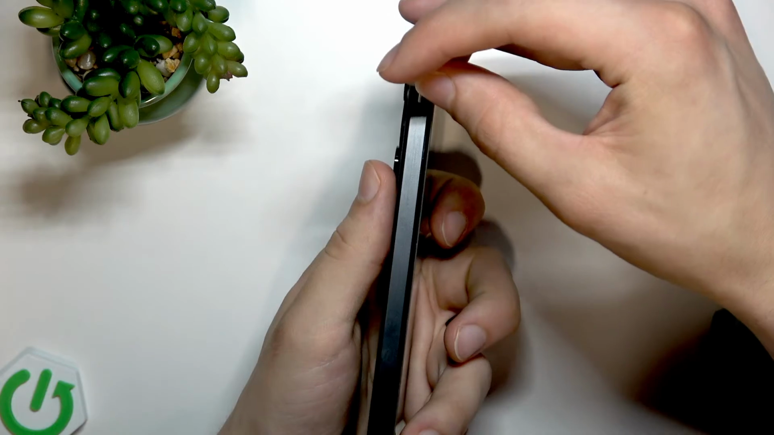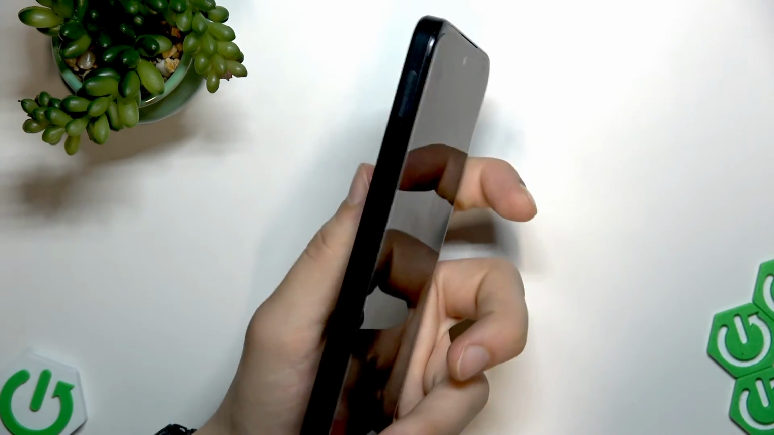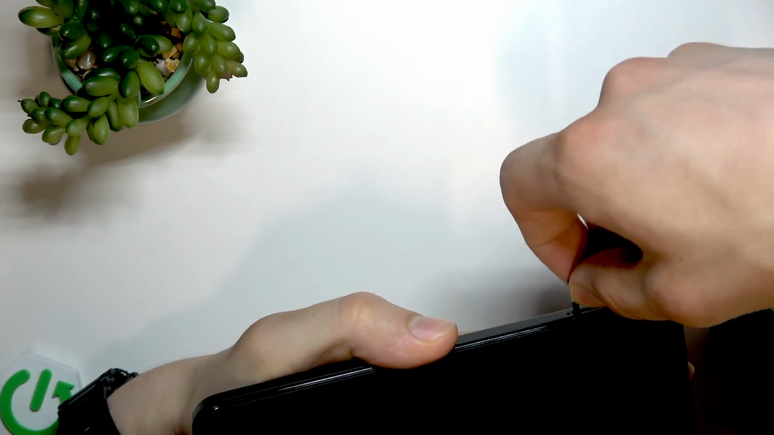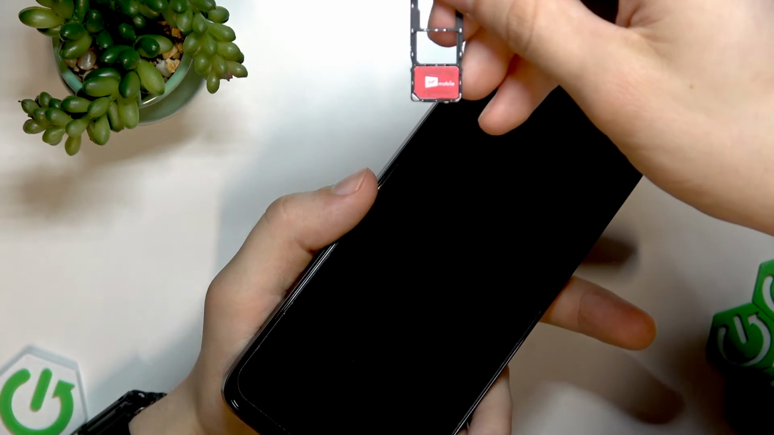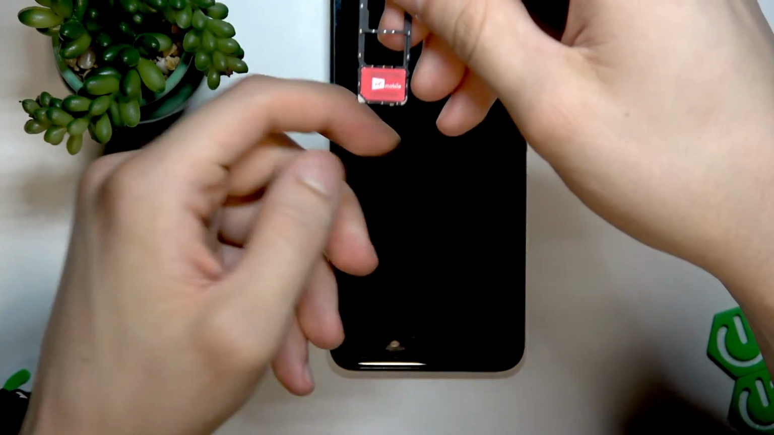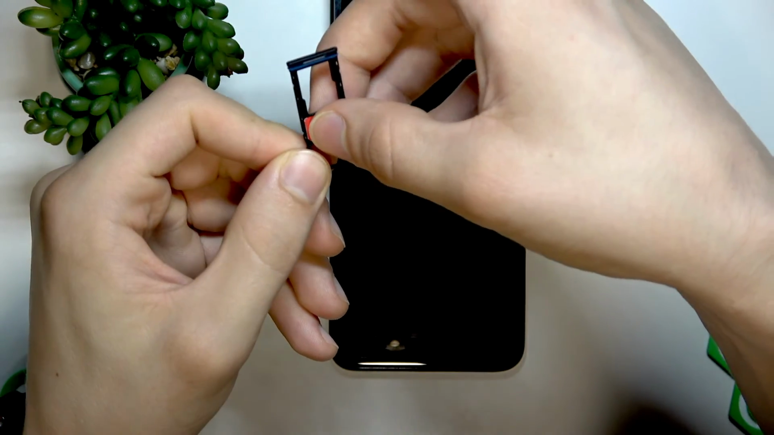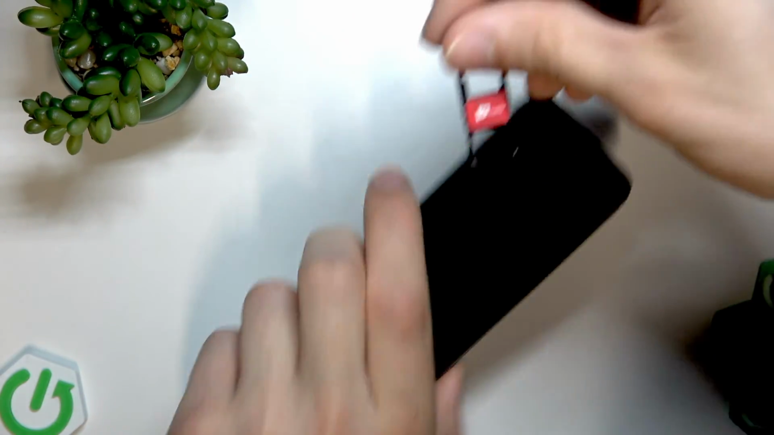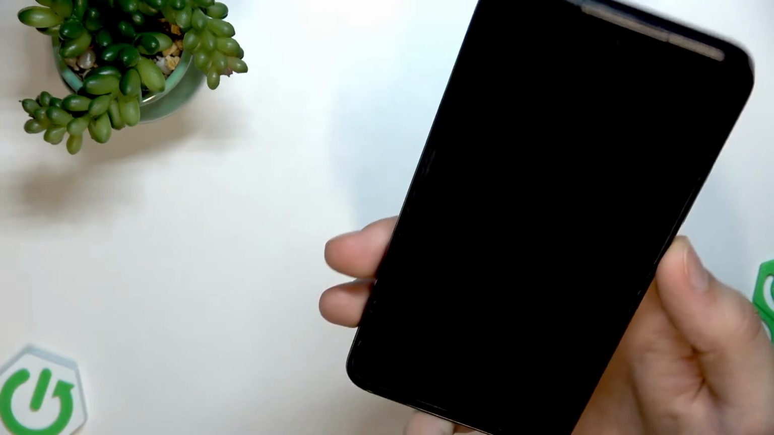Check the left edge of your device. Open your SIM card slot carefully, like this. And then check if your SIM card is inserted like this, or you can reinsert it into the other SIM card slot, just like this, and then put it back into your smartphone and see if this helps.